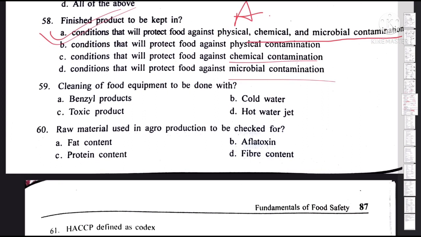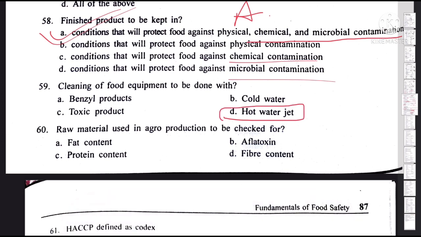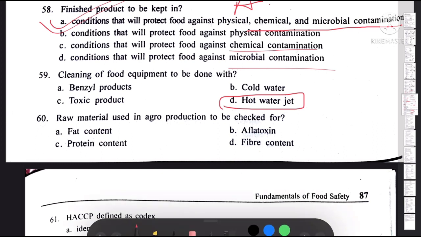Cleaning of food equipments to be done with benzyl product, cold water, toxic product, or hot water jet. So the cleaning of food equipments should be done with hot water jet. Next. Raw material used in agro production to be checked for fat content, aflatoxin, protein content, or fiber content. Okay, so raw material used in agro production to be checked for aflatoxins. B.